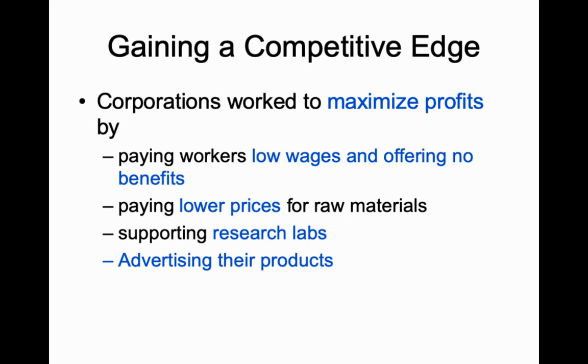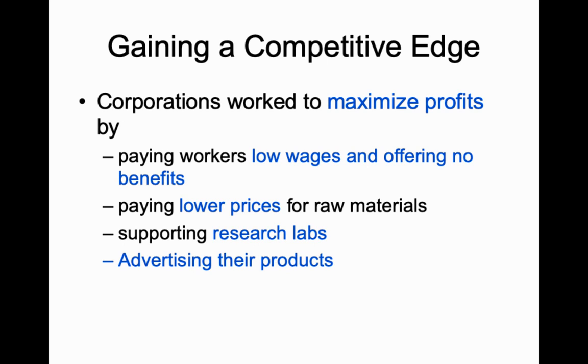So, gaining a competitive edge. Corporations work to maximize profits. That's what we're trying to do: maximize our profits. So how do we maximize our profits? The largest portion of profit goes to paying your workers. And if you can offer low wages and no benefits, you're going to make a big profit.